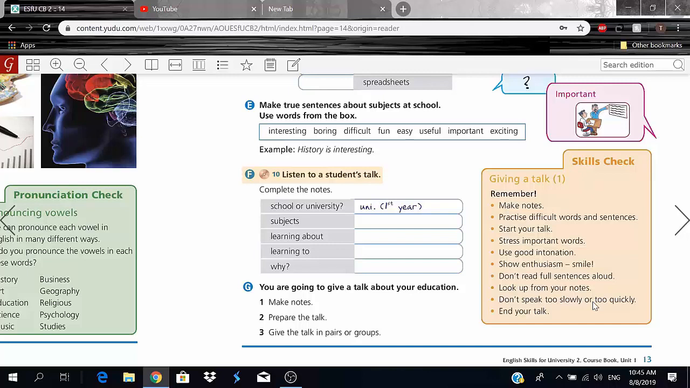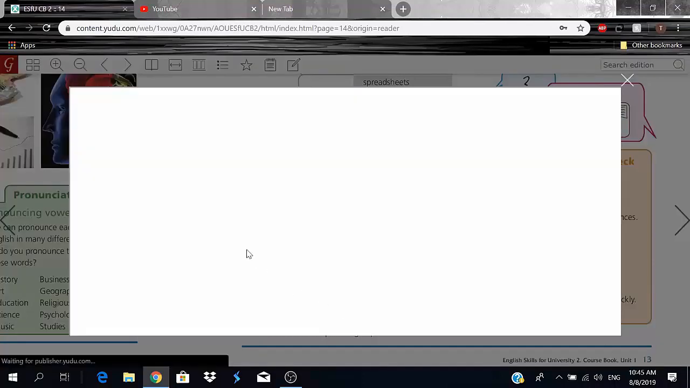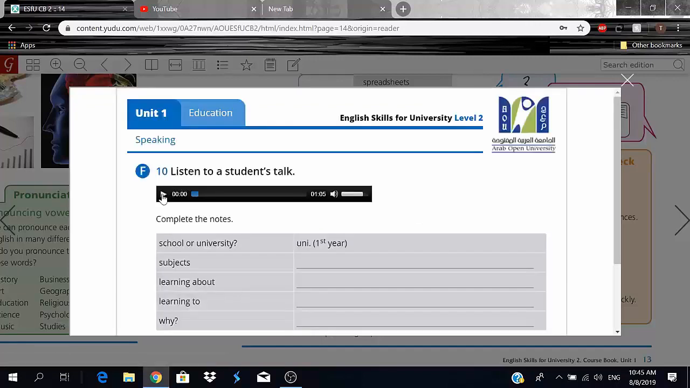And hence why I told you guys to record yourselves giving a talk or standing in front of the mirror, just so you can get an idea of how you actually sound in front of people. And finally, basically end your talk in a nice formal manner. Okay? Now let's listen to a student's talk and complete the notes. Okay? Here we go. Let's listen to it together.